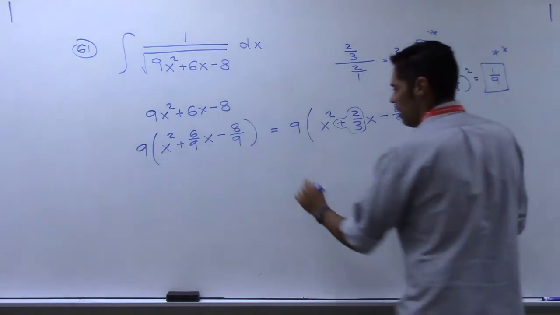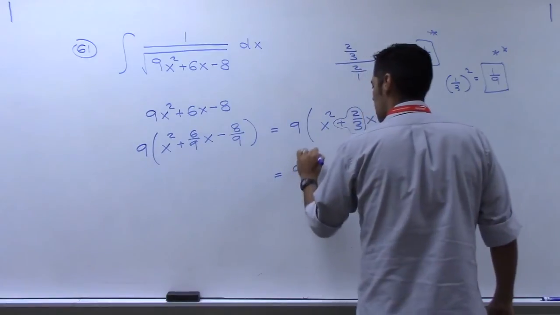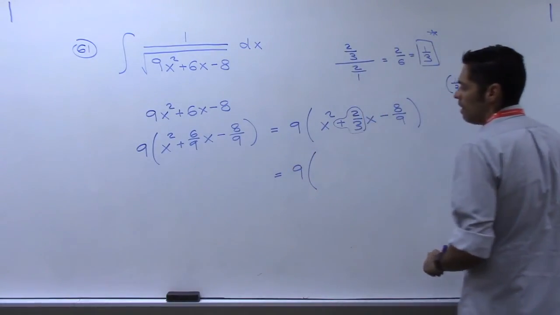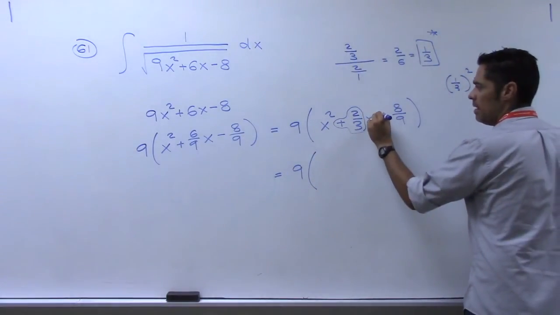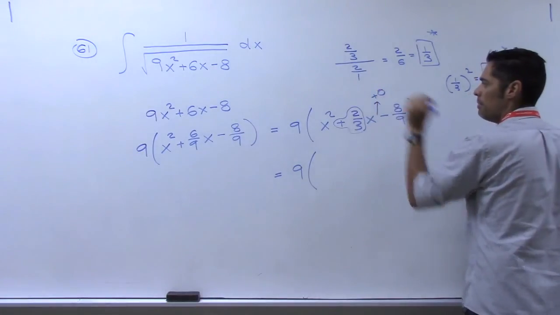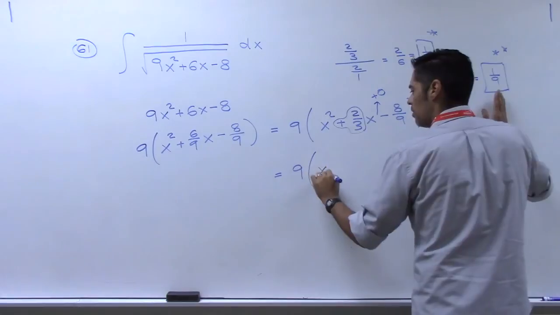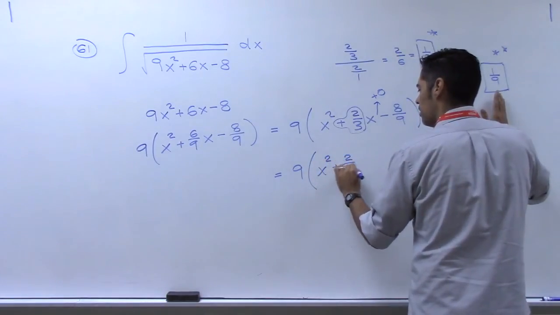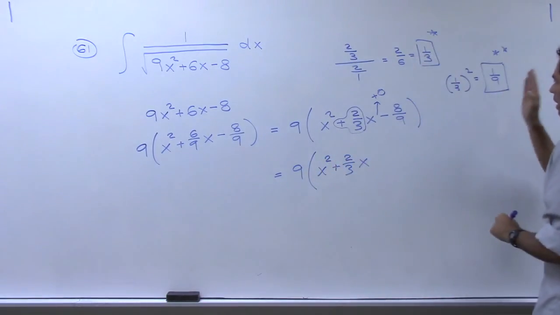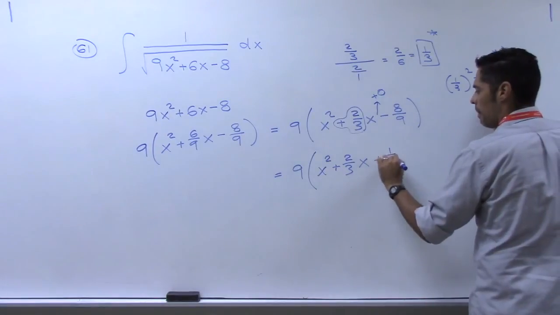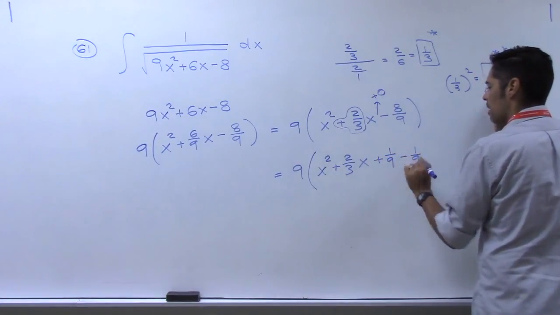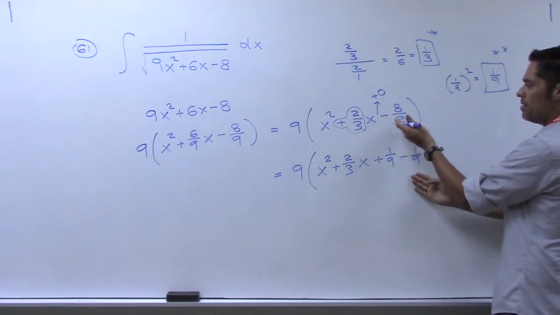So what does this allow us to do? We're going to take this, here's our 9 that got factored out. What I can do is realize that there's that hidden 0 right here, right? Plus 0. But I'm going to use this number to write 0. So I'm going to write x squared plus 2/3 x. Now here's my 0. It's plus 1/9 minus 1/9. So that's 0. And then I have minus 8/9.